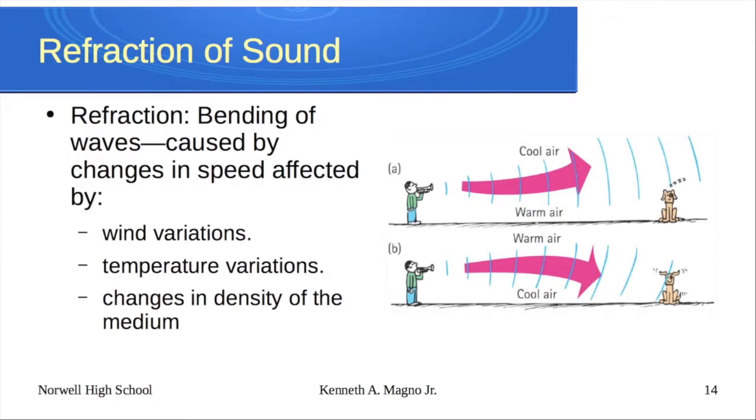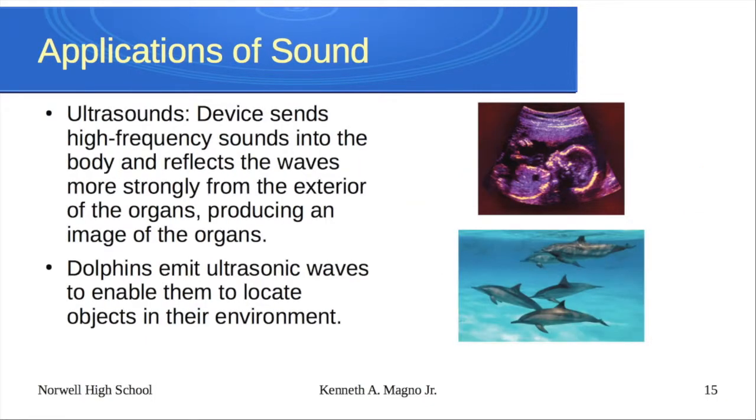With light, refraction, you're more used to seeing things like prisms. So prisms bend the different colors of light because they're at different speeds slightly as they come out of the prism. So other applications of sound.